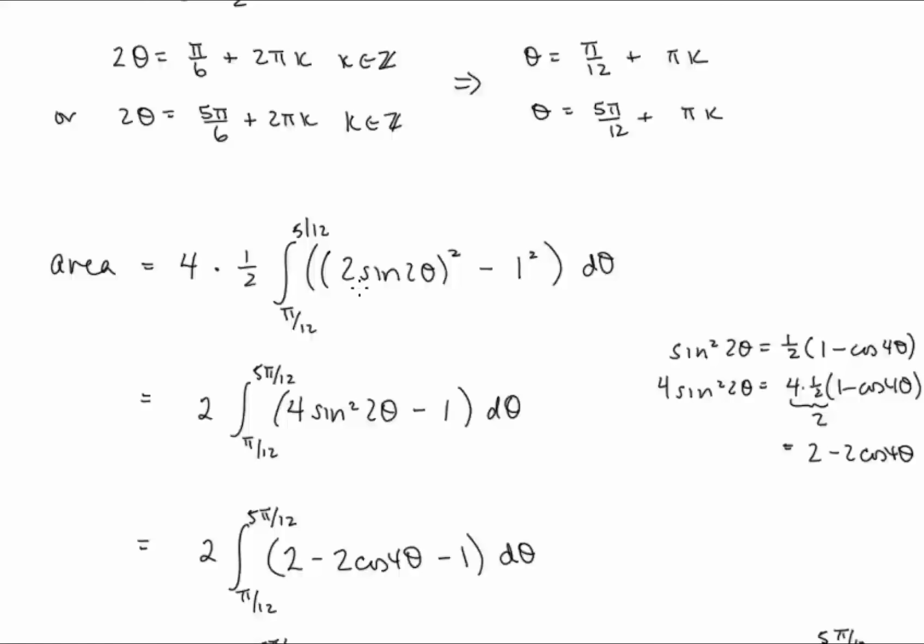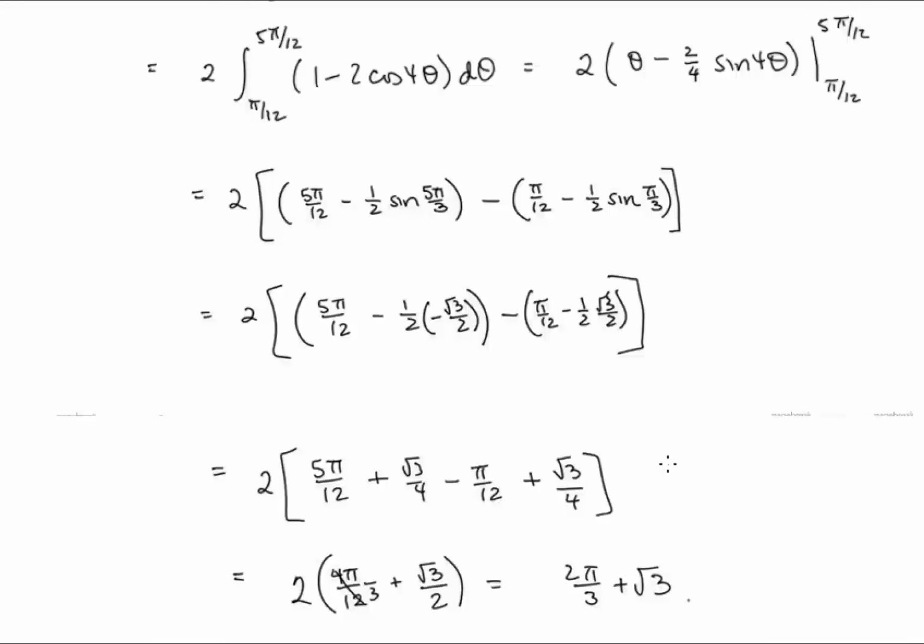So our outer function is 2 sine 2 theta, that goes here. Our inner function is r equals 1, that's here. We get 2 pi over 3 plus radical 3. And that's the area we're looking for.